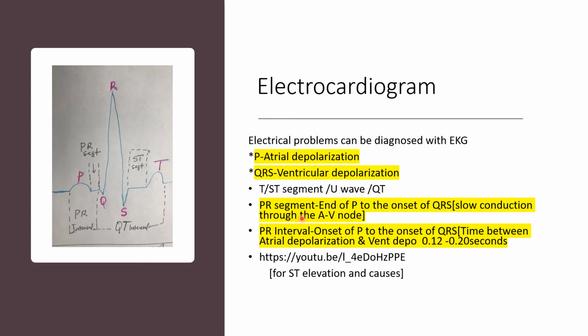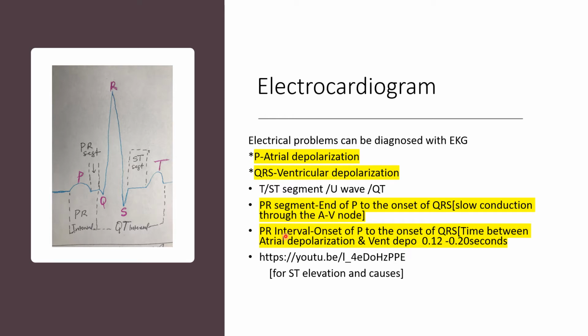The PR segment could be depressed in pericarditis or atrial infarction. And the PR could also be elevated in aVR in pericarditis.